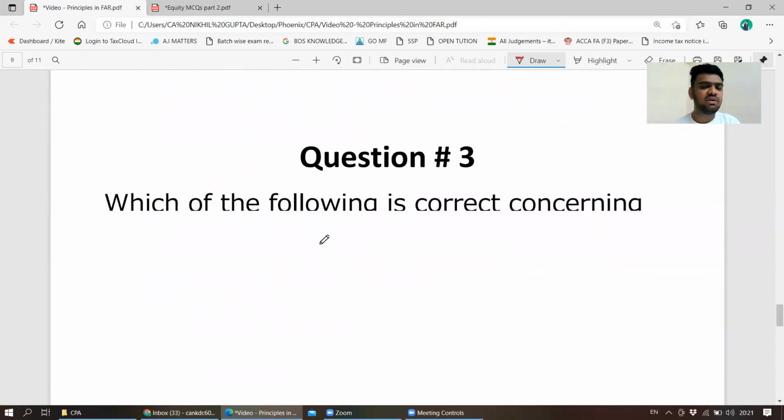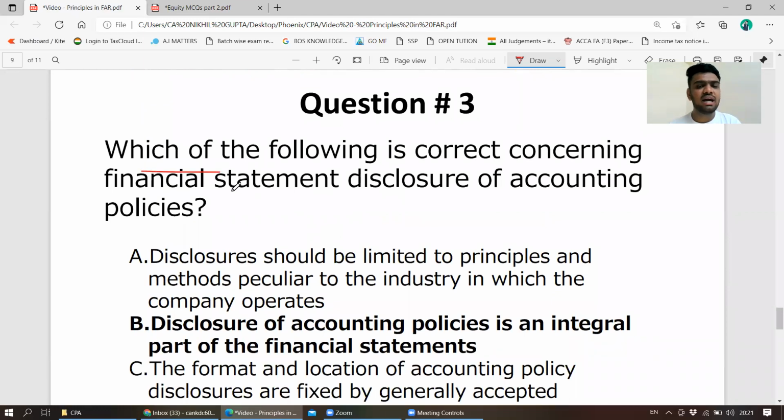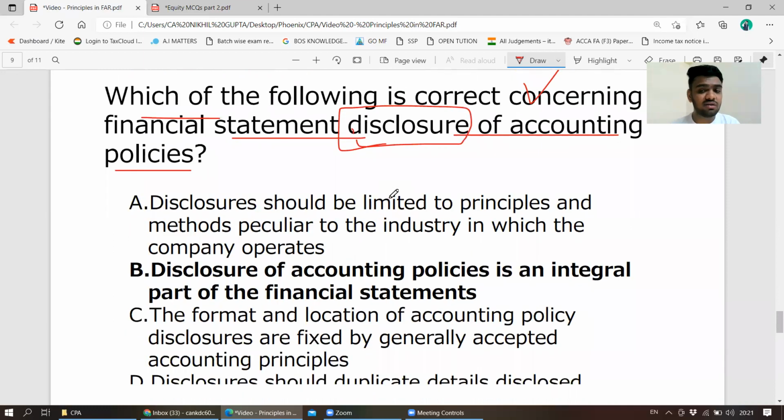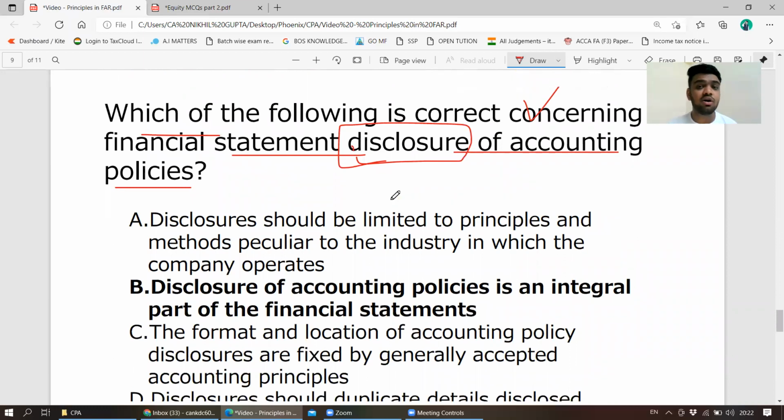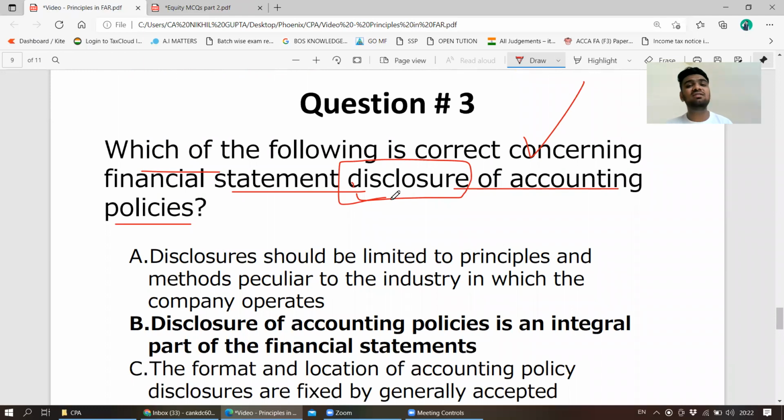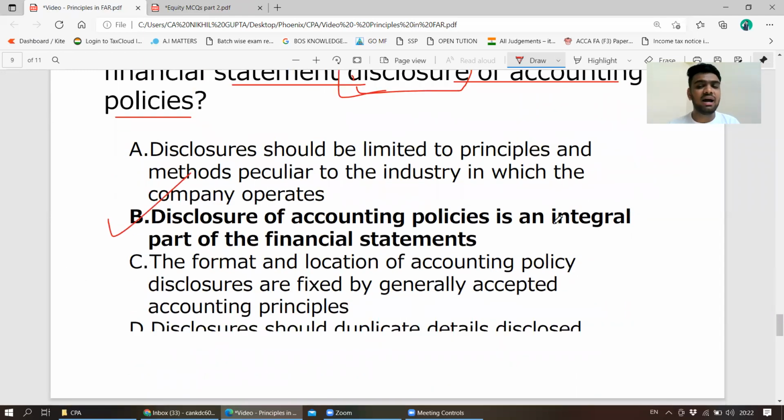Now the third one, we talk about the correct financial statement disclosure of accounting policy. Concerning this, disclosure is required. When I say disclosure, friends, a simple thing is the notes to accounts. All the accounting policies that you follow must be disclosed in the notes to accounts, and that's why it is an integral part of your financial statements. That is nothing optional. It is compulsory. The notes to financial statements are compulsory.